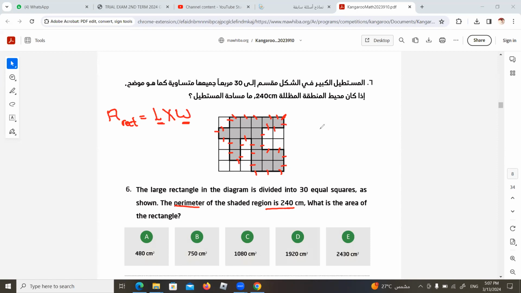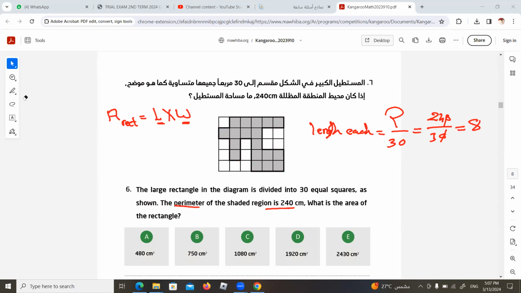So to get the length of each part, you will get the perimeter and divide by 30. So the length of each part equals our perimeter divided by the number of the parts, which is 30. So it will equal 240 divided by 30, cancel 0 by 0, it's equal to 8. So the length of each part is 8. Now I can get the length and the width.